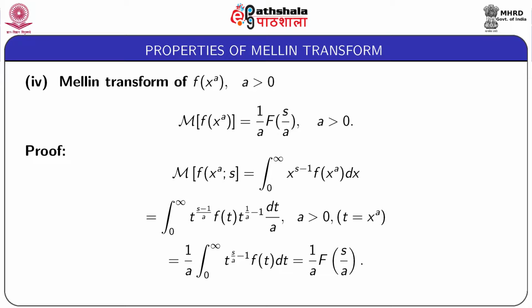Next, we shall find out the Mellin transform of some function of x to the power a, where a is positive. The Mellin transform of f of x to the power a is equal to 1 by a capital F of s by a. For proof, we write the Mellin transform of f of x to the power a, which is given by the integral from 0 to infinity x to the power s minus 1 f of x to the power a dx. This we can write, after substituting t equal to x to the power a, as the integral from 0 to infinity t to the power (s minus 1) by a f(t) t to the power 1 by a minus 1 dt by a, which is equal to 1 by a integral from 0 to infinity t to the power s by a minus 1 f(t) dt, and this is equal to 1 by a capital F of s by a.